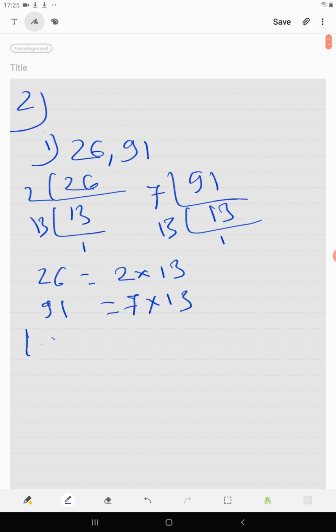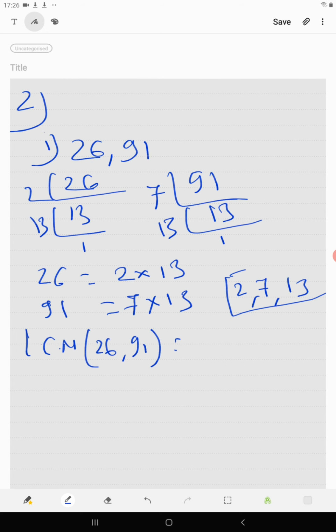So LCM of 26, 91. You remember the highest power. So what are the prime factors over here? 2, 7 and 13. Correct? Now tell me, what is the highest power of 2? It is 2 to the power 1. If nothing is there, that means 2 to the power 1. That is 2. Then what is the highest power for 7? That is 7 only. Now this also has 13 to the power 1. This also has 13 to the power 1. So what is the highest power? 13 to the power 1.